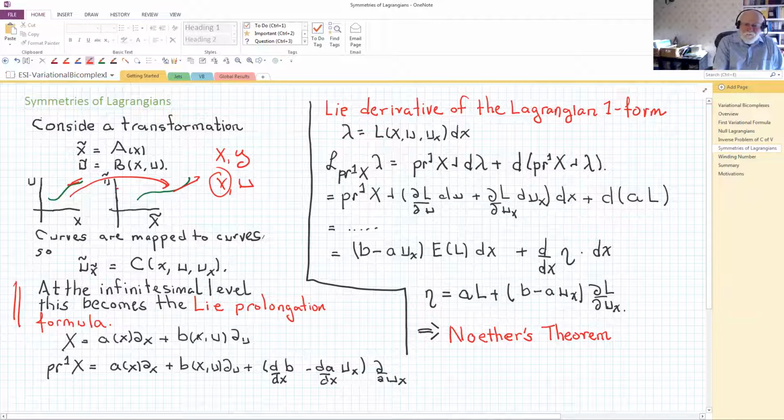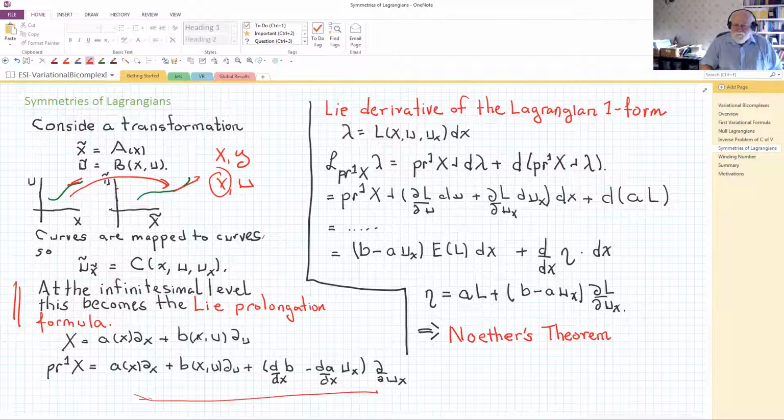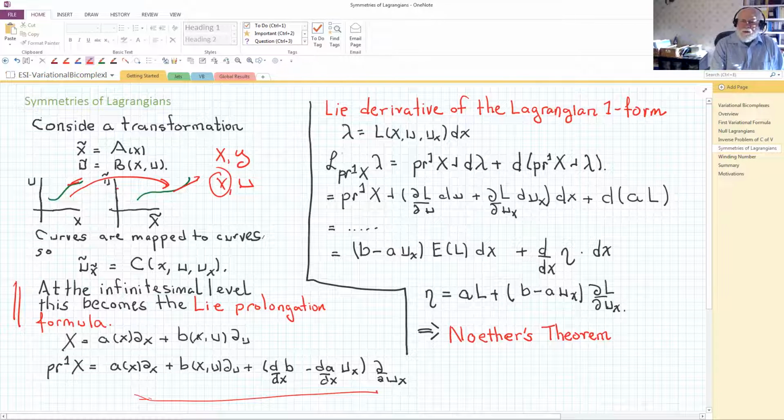This is one, I think, of Lie's great discoveries, this Lie prolongation formula for lifting vector fields in the space of independent and dependent variables up to the space of derivatives, or the jet spaces. And then I simply want to take my Lagrangian and Lie differentiate it with respect to this prolonged vector field right here.